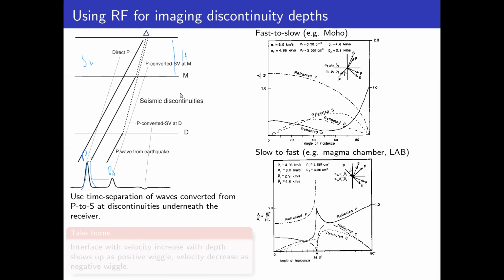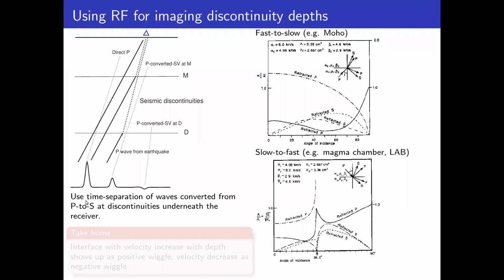Because if you remember, the reflection and transmission coefficient has in it the impedance contrast and everything. So the amplitudes that are reflected or transmitted have information about the velocities. So then we can use that information to also constrain the velocity of the layers. This is how a receiver function looks like.